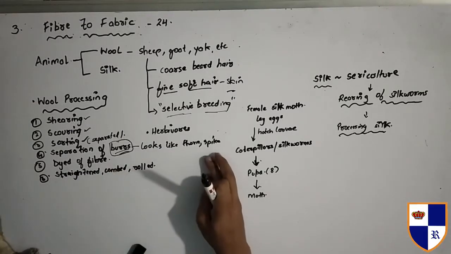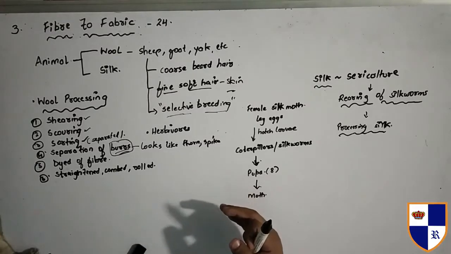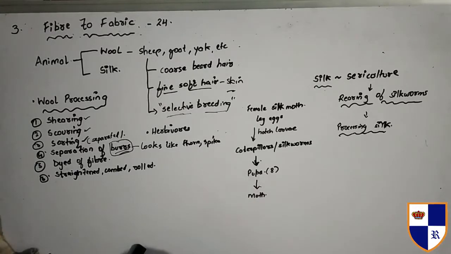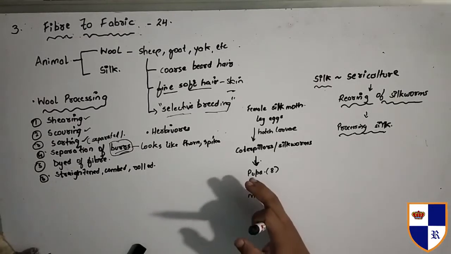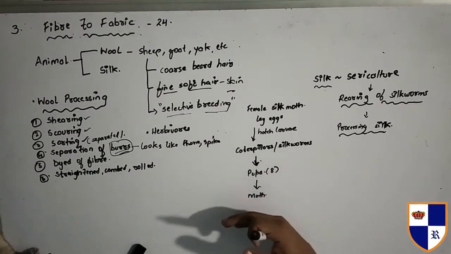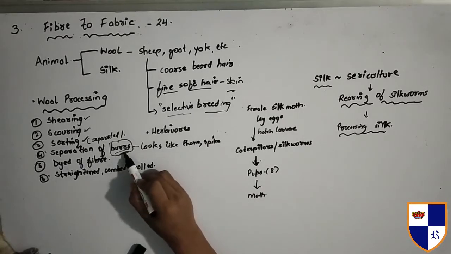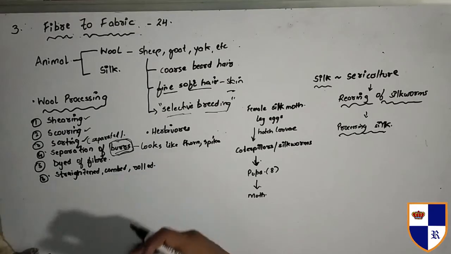Burrs, those which look like a thorn or like a spike, all those things are separated again, okay, using hands or using some machines. So and then after removing all those things, they dry it, okay, under the sun or some machine. They dry it.